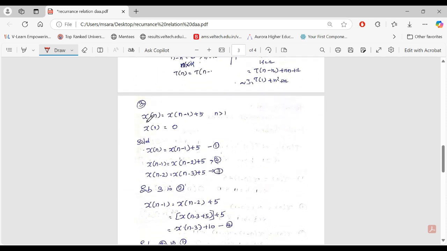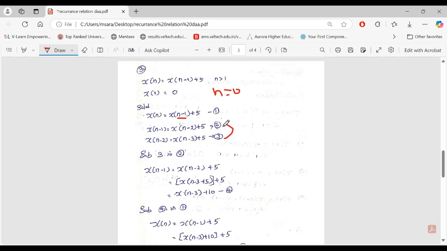Next example: consider x of n equals x of n minus 1 plus 5, for n greater than or equal to 0. This becomes n equals 0. So the first equation is replaced with plus 1. Then n is replaced in x equals x of n minus 1 plus 5, with n replaced by n minus 1. So n minus 1 into minus 1, because n minus 2 plus 5. Here n minus 2 is replaced, minus 1 is added, n minus 3 plus 5.